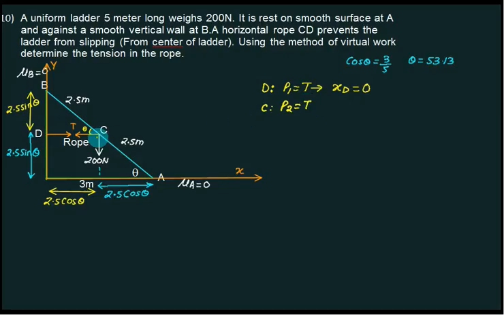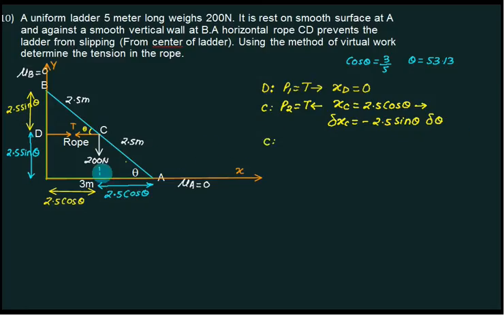But what is this T? Is it leftward now at point C? So I require the x distance of point C. What is the x distance of point C? Is it 2.5 cos theta? The point is in the first quadrant, so x is rightward. So what is the derivative of this term? It is minus 2.5 sin theta del theta.